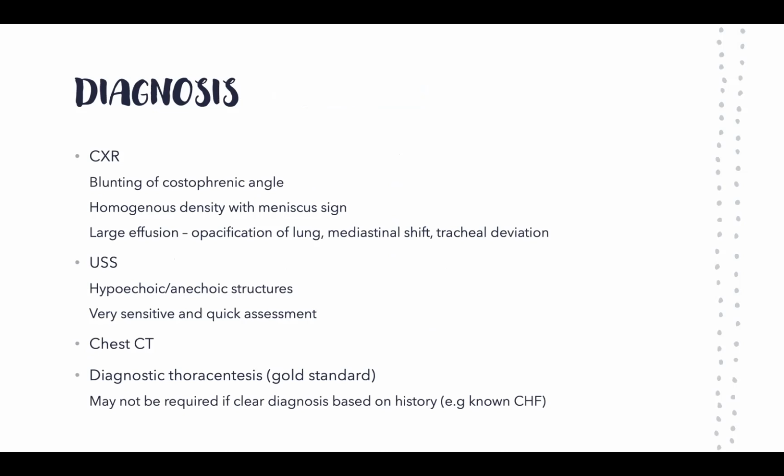All right, how do we diagnose it? So a chest x-ray is very important, and we can see some key signs: blunting of the costophrenic angle, and homogeneous density with a meniscal sign. And if it's really large, the effusion can actually push some of our structures in our chest. It can lead to mediastinal shifts. The heart can actually shift, and also the trachea can deviate to the opposite side.